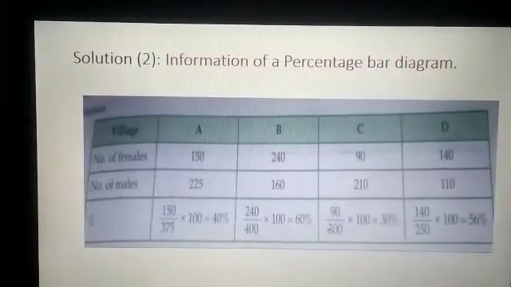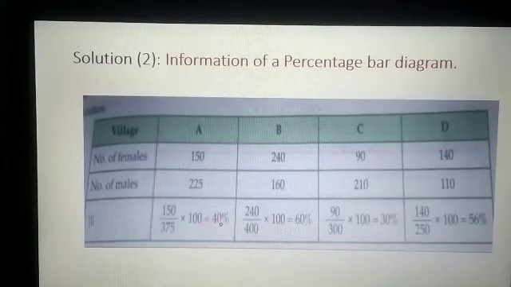So let's see the information of a percentage bar diagram. The table is already given here. What we have to do is find the percentage. So first of all, in village A, the number of females is 150 and the number of males is 225. So here we will find the percentage of females. The total number of females and males in village A is 375. So 150 are female. So 150 upon 375 into 100 is 40%.